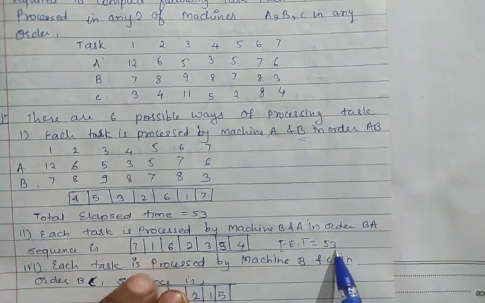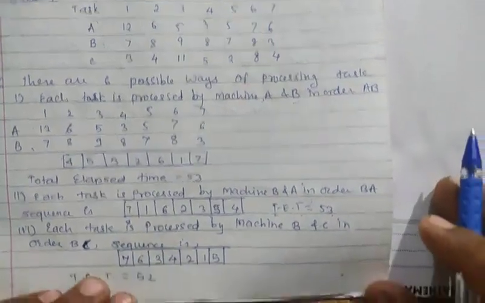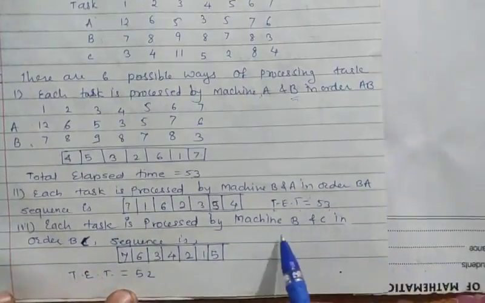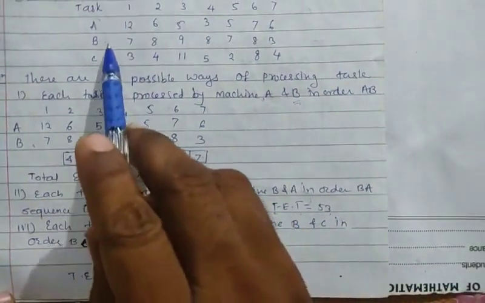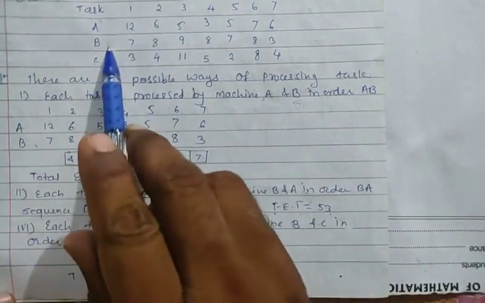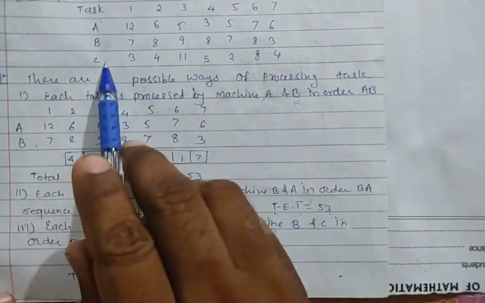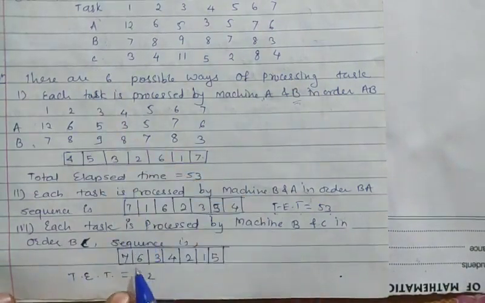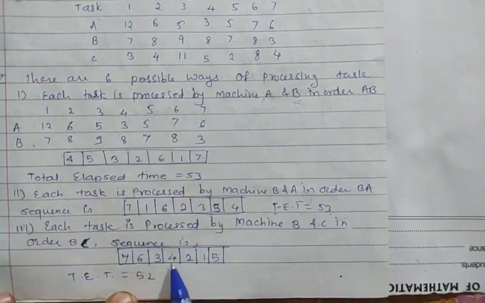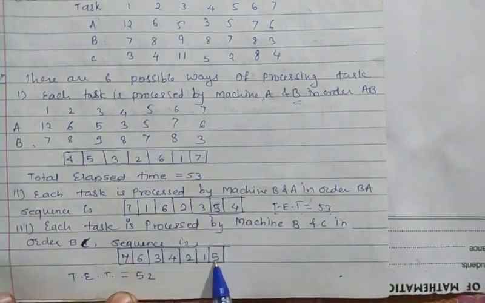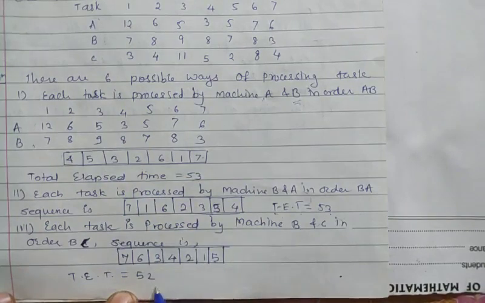is again 53. Also each task is processed by machines B and C. We take machine B as the first machine and machine C as the second machine. In this case 7, 6, 3, 4, 2, 1 and 5 is the optimal sequence, and after preparing the chart you will get total elapsed time 52.